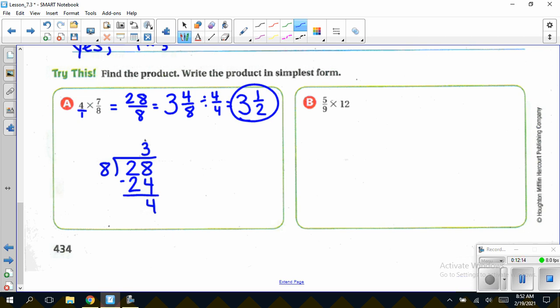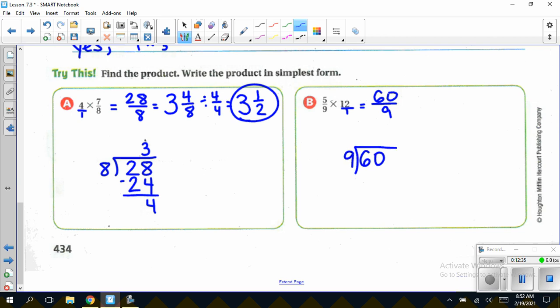So again, our answers must be in simplest form each time we solve. Moving on to B, my denominator for my 12 is 1. 5 times 12 is 60. And then 9 times 1 is 9. When I T-bow, 60 divided by 9.